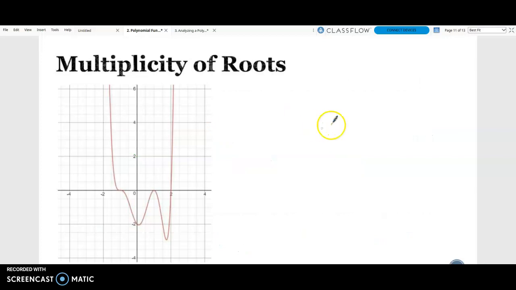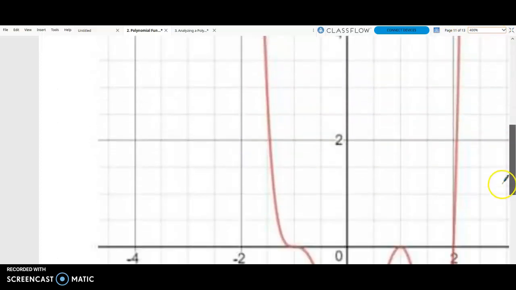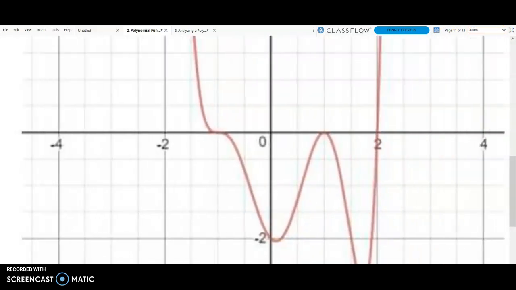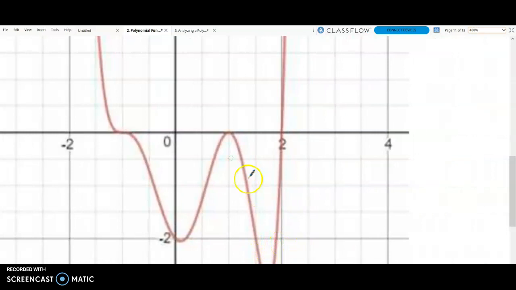Multiplicity of roots. So if I zoom in on this graph here, kind of get a close look at those x-intercepts. So multiplicity happens at your x-intercepts. There are 3 of them here. So this one, and this one. You could have more, you could have less. But this right here is x equals -1. This one here is x equals +1. And here is x equals 2.